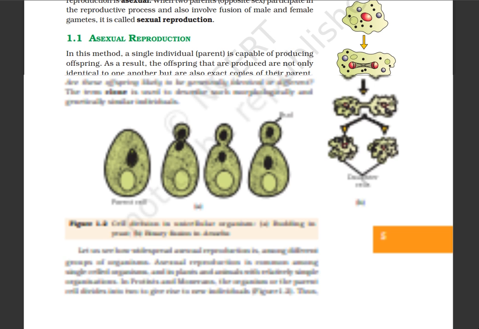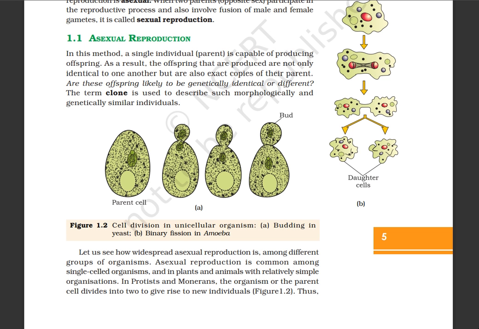Asexual reproduction is capable of producing offspring. As a result, the offspring that are produced are not only identical to one another but are also exact copies of their parent. Are these offspring likely to be genetically identical or different? The term clone is used to describe such morphologically and genetically similar individuals. Let us see how widespread asexual reproduction is among different groups of organisms.